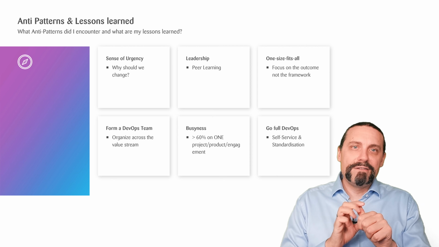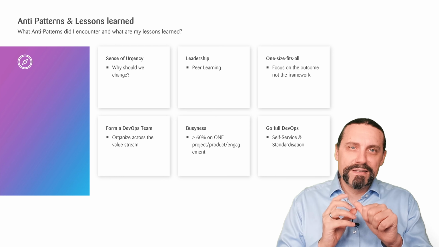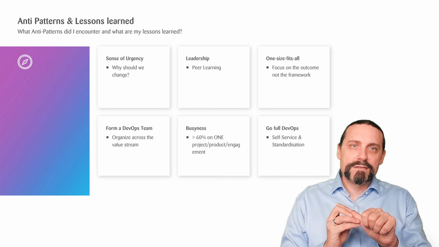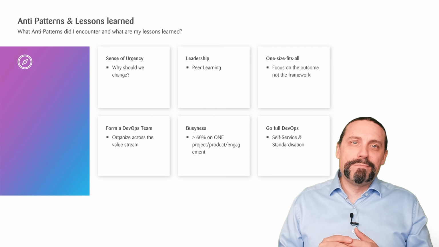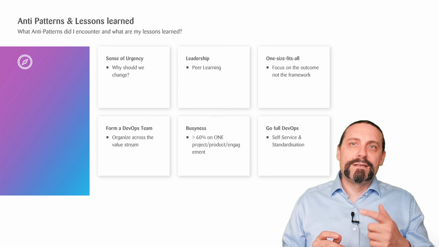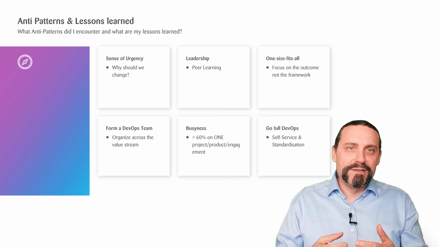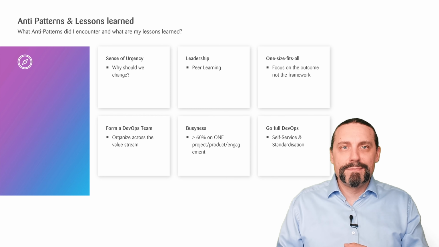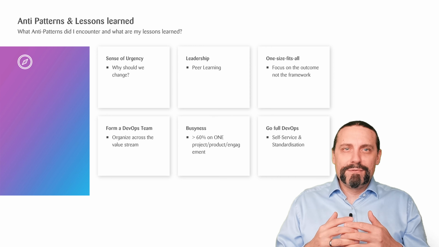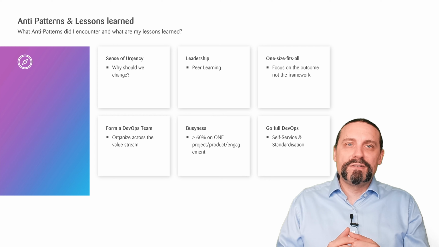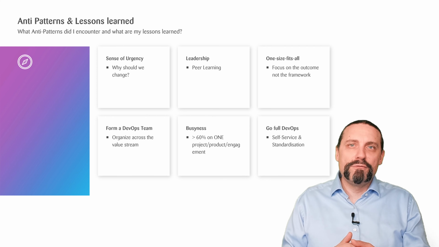So in summary, the anti-patterns and the lessons learned. First of all, there is the sense of urgency. You need to have that sense of urgency on the C-level, or you don't get a mandate. Always ask, why should we do this DevOps transformation? Very important is leadership. You need to get the buy-in of the leadership. Leaders need to go first.